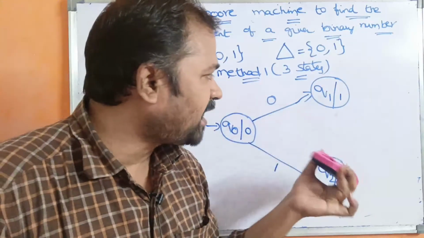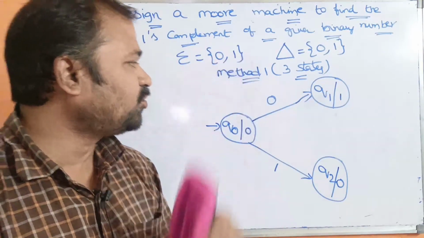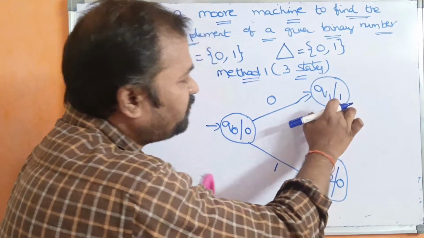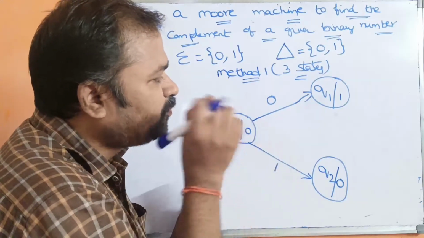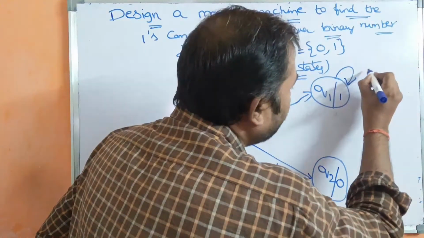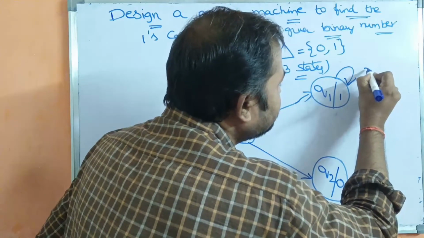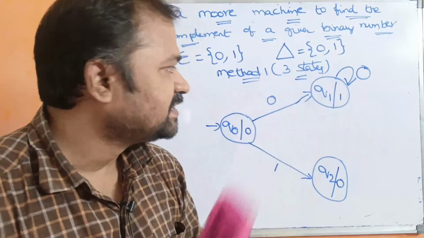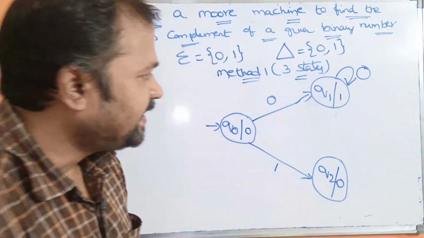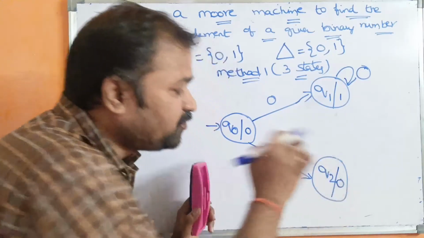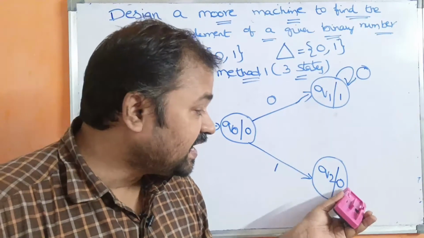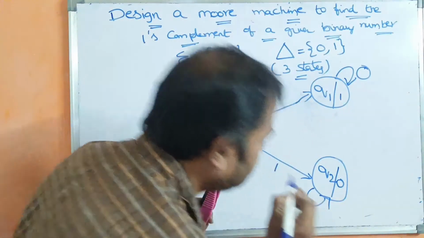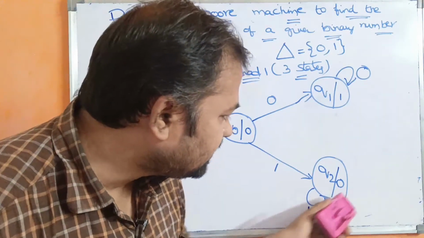Now we have to apply input symbols such as 0 and 1 on Q1 and Q2. Here, what is the output of Q1? 1. When will we get output as 1? If the input is 0. If the input is 0, then we will get output as 1. Next, here the output of Q2 is 0. When will we get output as 0? If the input is 1. If the input is 1, then the output is 0.